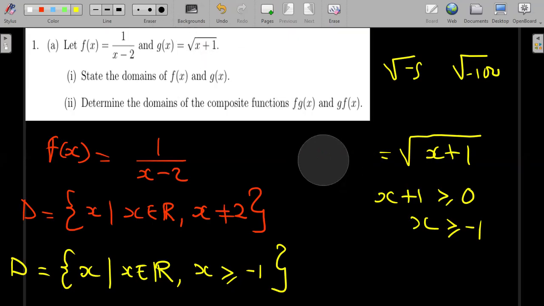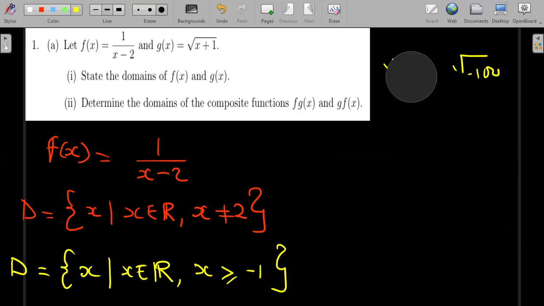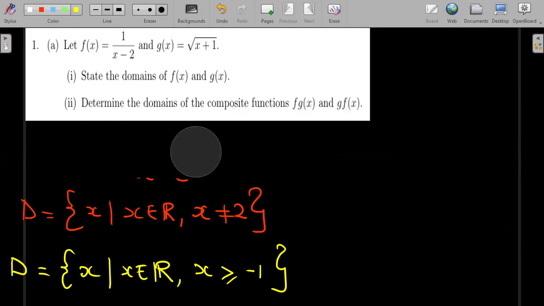So we are done with the first question. Let's look at the second question. On the second question, they're saying determine the domain of the composite functions f of g of x and then g of f of x.